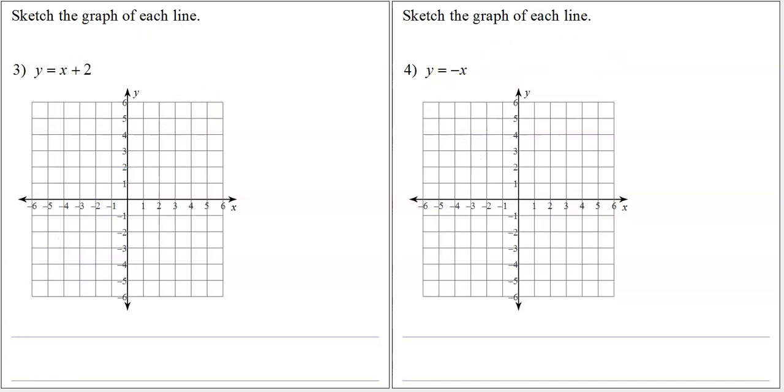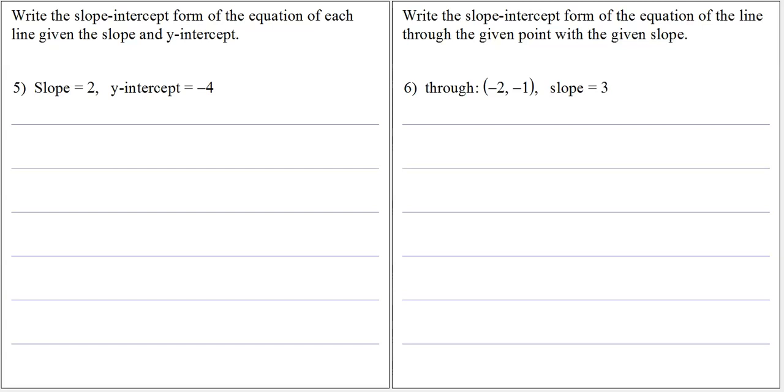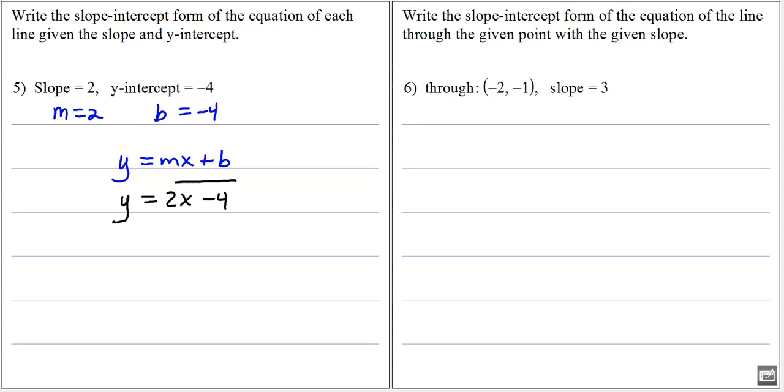All right, moving forward. Number 5 and 6, now we're getting into the writing portion. So now we have to be able to write equations. So the first one's pretty easy. If the slope is 2, that means your m is 2. The y-intercept, that's your b, is negative 4. So to write your slope-intercept equation, you pretty much just substitute in the 2 for m and the negative 4 for b. And that's one of the easier questions on this section.